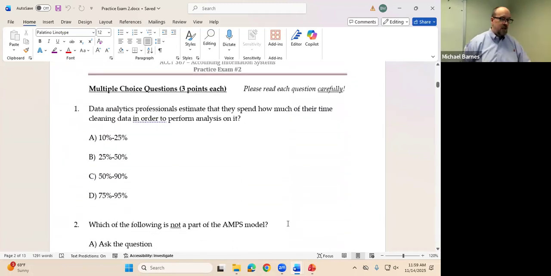All right, data analytics professionals estimate they spend how much of their time cleaning data in order to perform analysis on it. So was this a number that was a larger number or a smaller number? It was a larger number, a very, very large number. It's 50 to 90%. And remember, I said in class, because I used to do data analysis, that usually goes on to the larger end. But you do need to know the range, 50 to 90%.